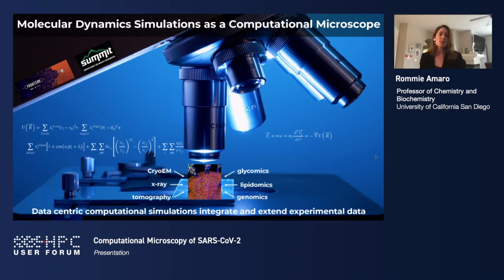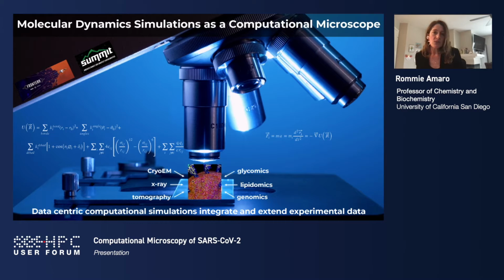So the work in my group uses a technique known as molecular dynamics simulations. And I like to think of this approach as a computational microscope because that's exactly how we're using it. So what we can do is actually build highly detailed three-dimensional models of living systems or biological systems, and then explore the wiggling and jiggling of their many atoms using these numerical methods.